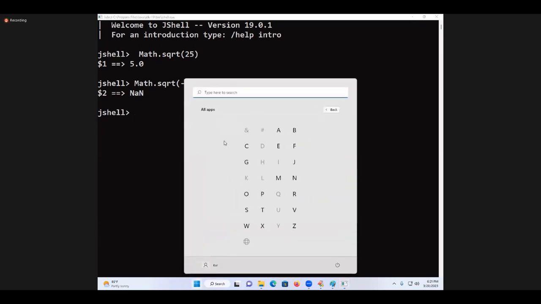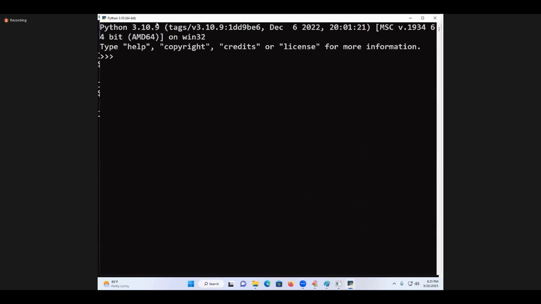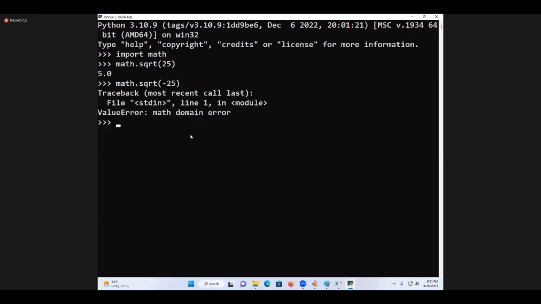See, dear students, Python here. I'm going to take Python 3.10 or Python 3.9, whatever you take. I'll import the math module. res is equal to math.sqrt of 25. Answer is coming. Math.sqrt of minus 25, this also cannot be calculated here. Domain error is coming.